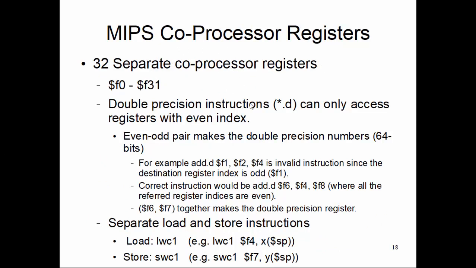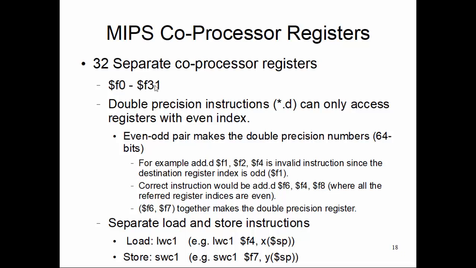For the MIPS coprocessor, there are 32 separate coprocessor registers, designated as $f0 to $f31. You can access them in your assembly program. Double precision instructions, the .d ones, can only access registers with an even index. So they can access register $f0, $f2, $f4, $f6, etc. Why? Because it is double precision, but each F register is 32-bit.